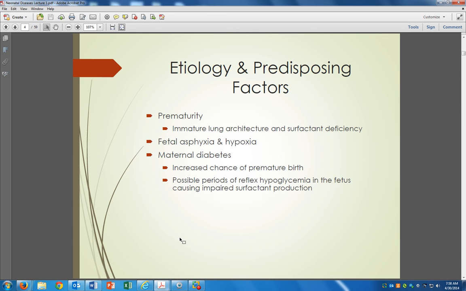The other factor is maternal diabetes. It's pretty common for mothers to have diabetes developing during pregnancy, and this also increases the chance of premature birth. In some cases, periods of reflex hypoglycemia in the fetus will result in impaired surfactant production. Keep in mind that surfactant has three components: phospholipids, proteins, and carbohydrates. So a reduction in sugar will result in a weakening or a reduction in the production of surfactant.